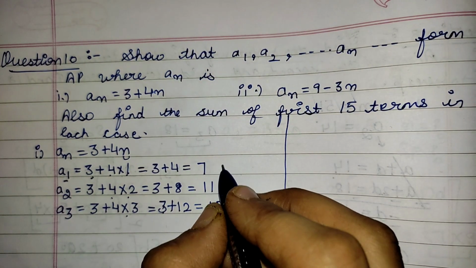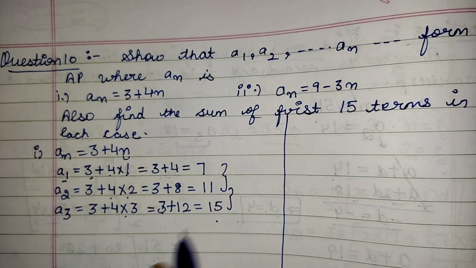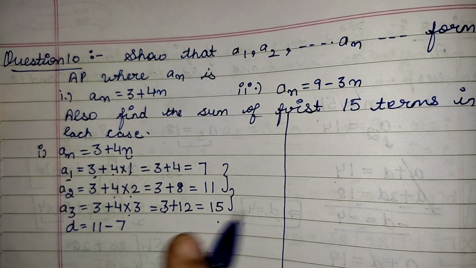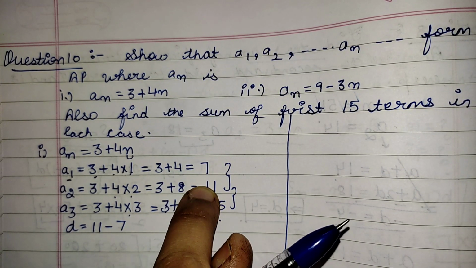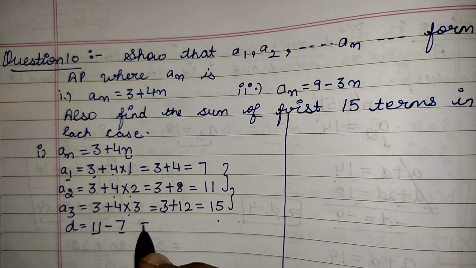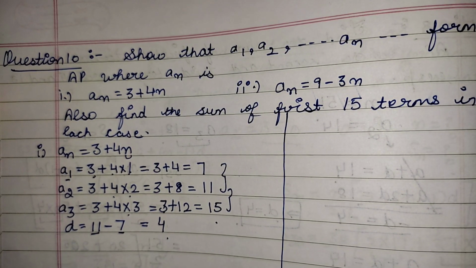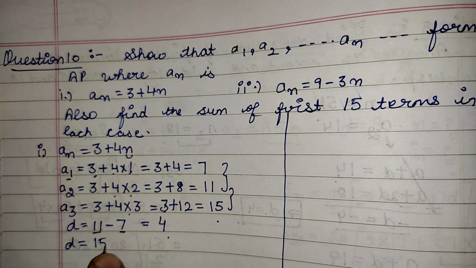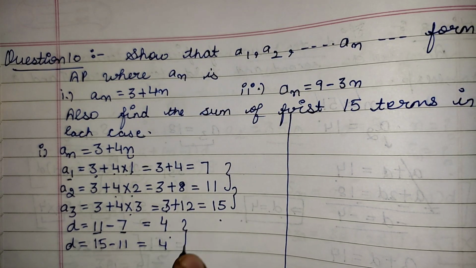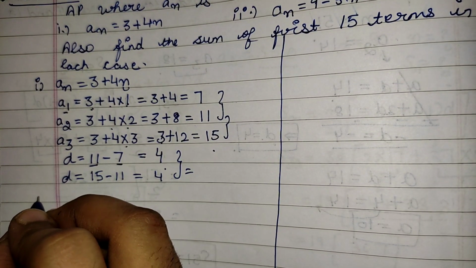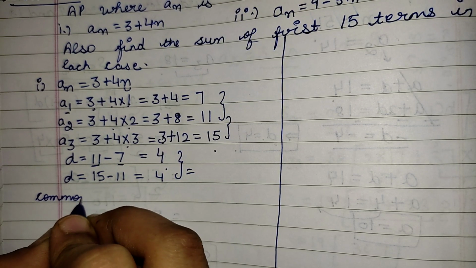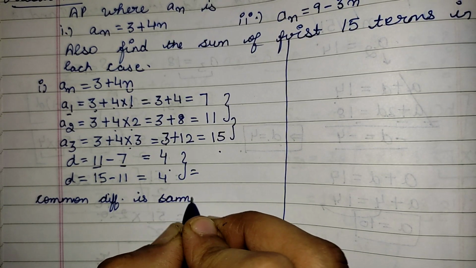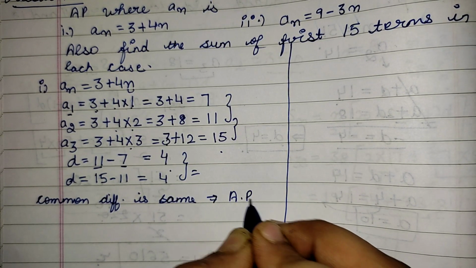Okay, so we now have 3 terms. Let's find out the common difference by using these 3 values. The common difference will be, when the first term is subtracted from the second term, 11 minus 7, which is equal to 4. Now let's find another common difference, 15 minus 11. It will also be equal to 4. So you can say that the common difference is the same, so that means it is forming an AP.